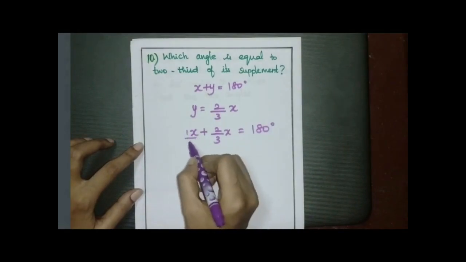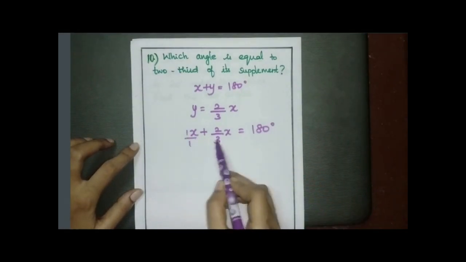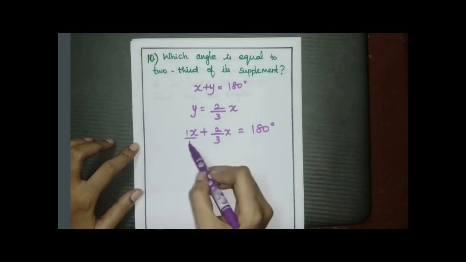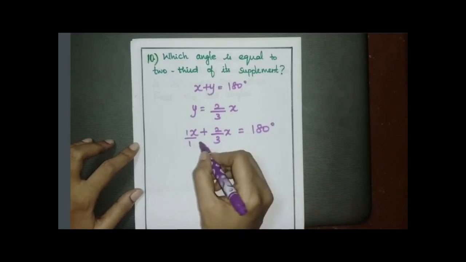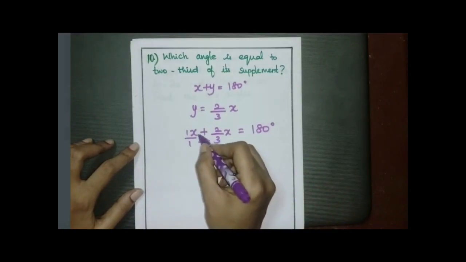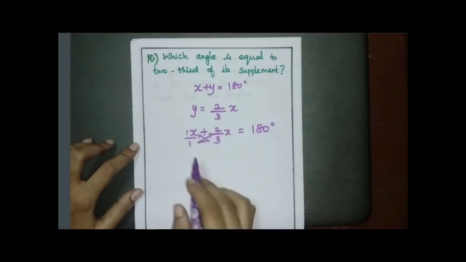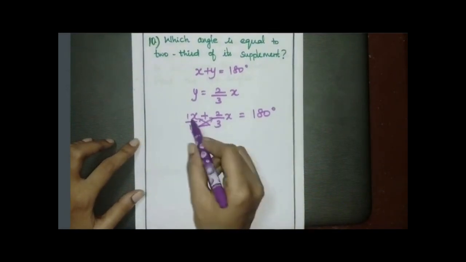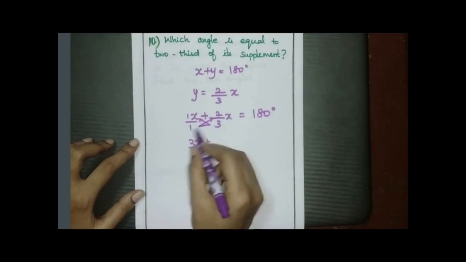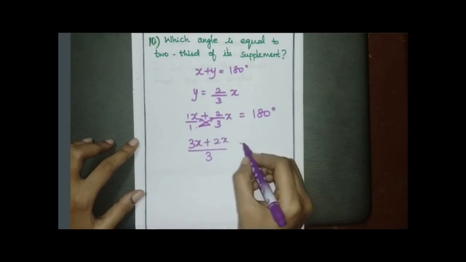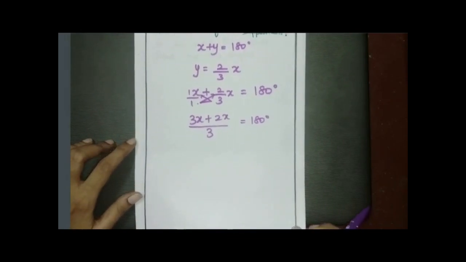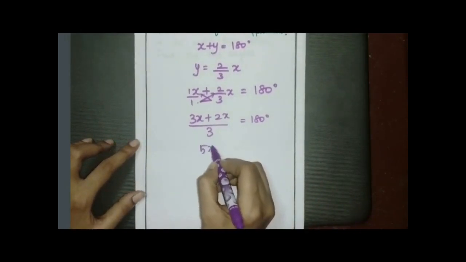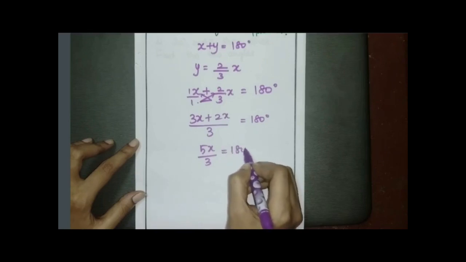Here 1 and denominator also 1. You cannot add these two numbers because denominators are different. So you have to take LCM. You can cross multiply this 3 and cross multiply this 1. So you can easily find the LCM. 3 1s are 3x plus 1 2s are 2x by 1 3s are 3 equal to 180 degree. 3x plus 2x I will get 5x, very good. 5x by 3 equal to 180 degree.